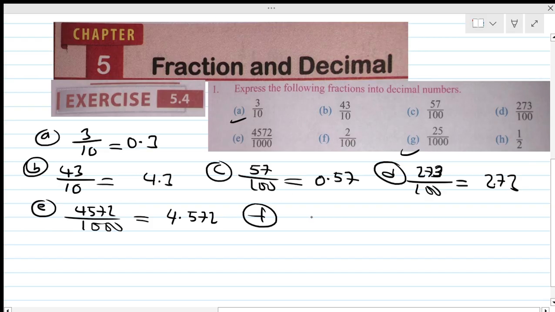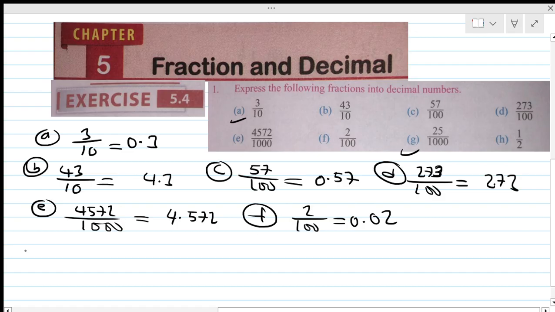And number F, 2 divided by 100. There you see two zeros, so after the decimal you have to maintain two digits. So 2 is already there, so 0 you keep in front, and the dot you keep, so 0.02 is the result.